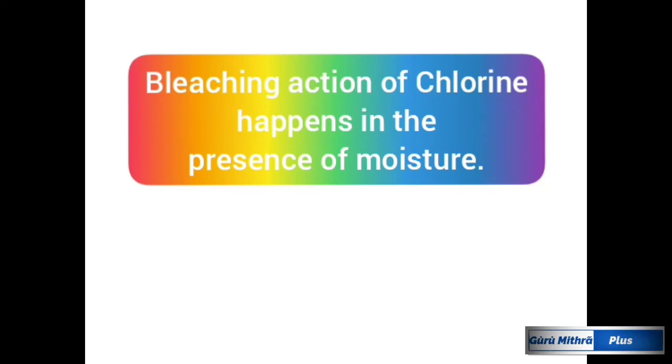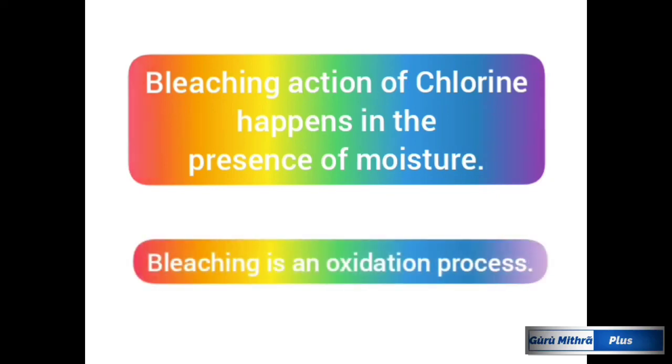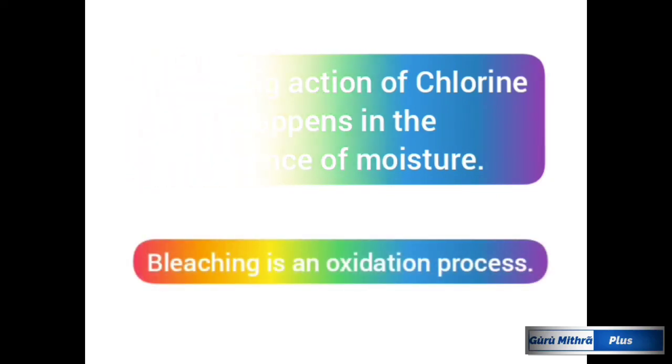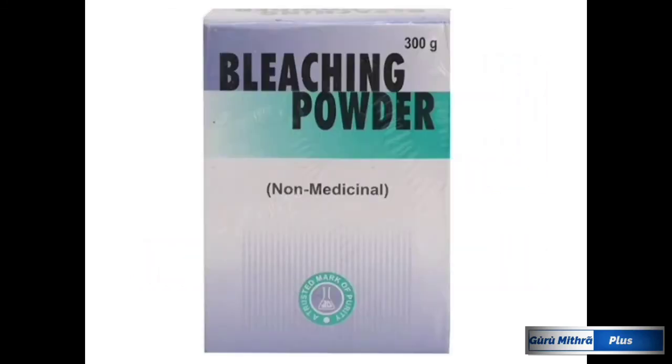Hence, it can be concluded that bleaching action of chlorine happens in the presence of moisture and bleaching is an oxidation process. Now you understood the chemistry behind the cleaning action of bleaching powder, which is used extensively in cleaning purposes.